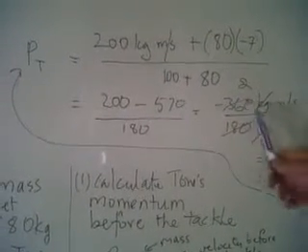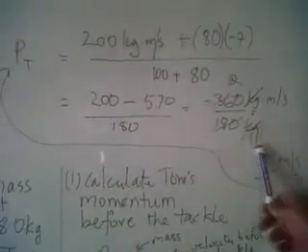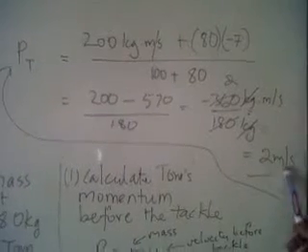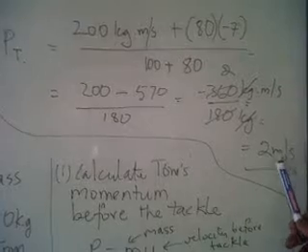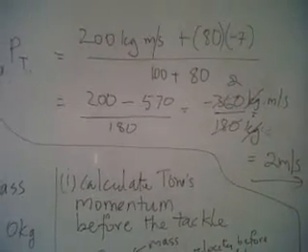Now what's this? This is kilogram meters per second. And that one is kilograms. Now the kilograms will cancel out, and you're left with meters per second. And that is basically the velocity after impact. Both of them are moving at 2 meters per second after they collide. Okay?